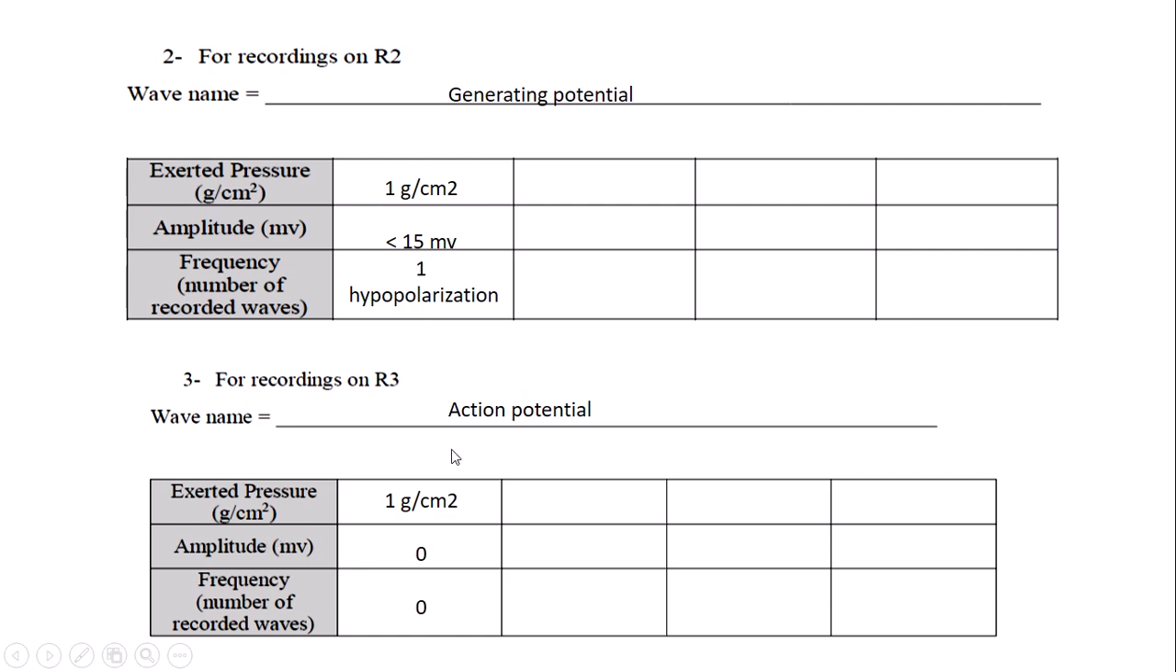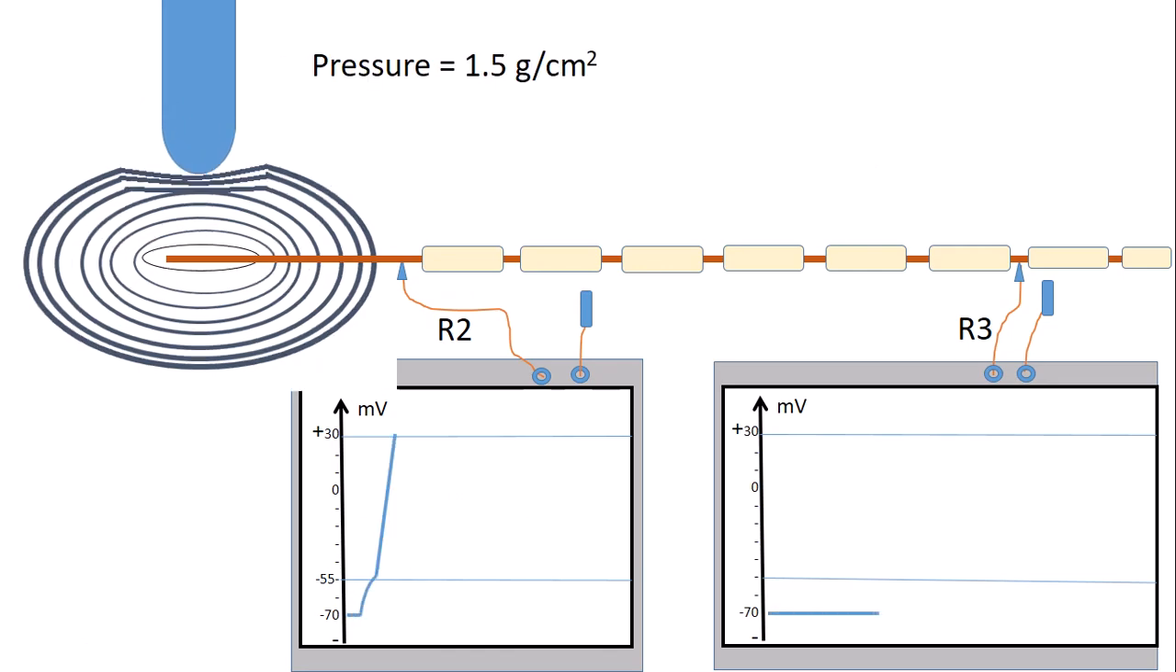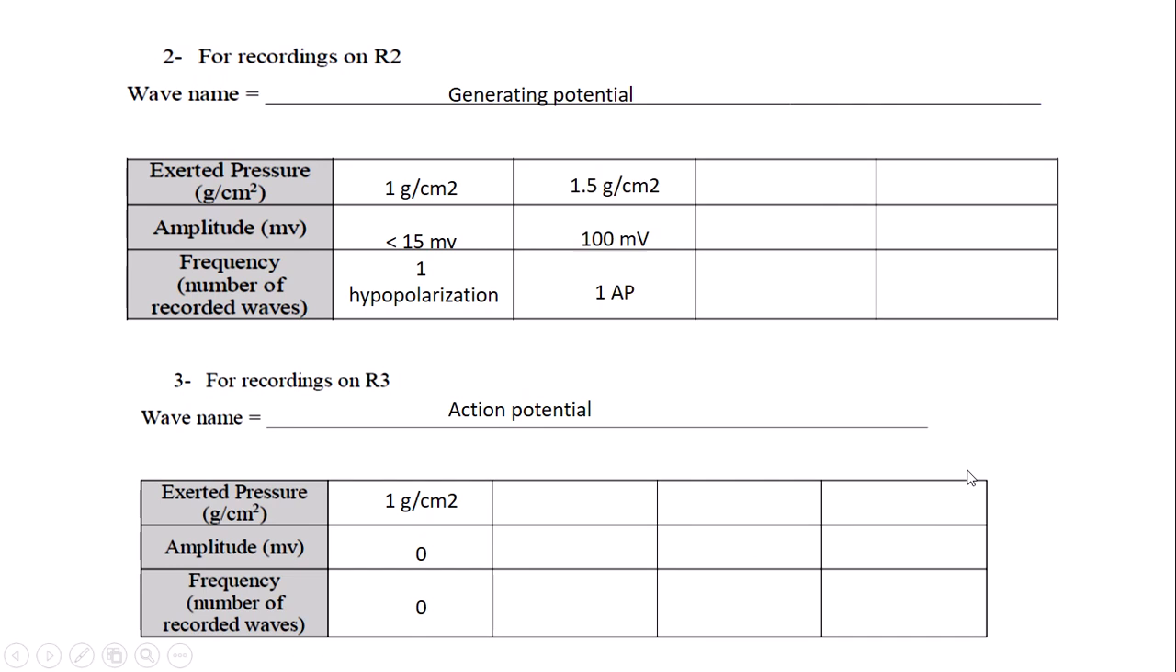As for the action potential, the same pressure, but still no waves here, so the amplitude is still 0, it's still at rest. Let's increase the pressure further. So we apply stronger pressure. You notice the deformation is more important here. What do you see in this case? We see that we have a complete action potential wave recorded.